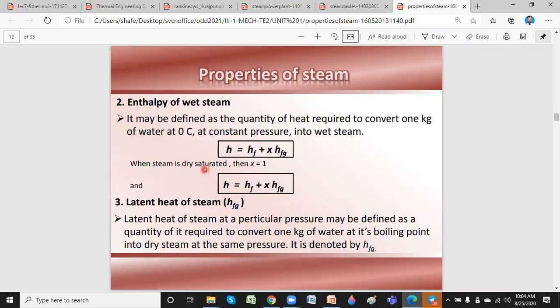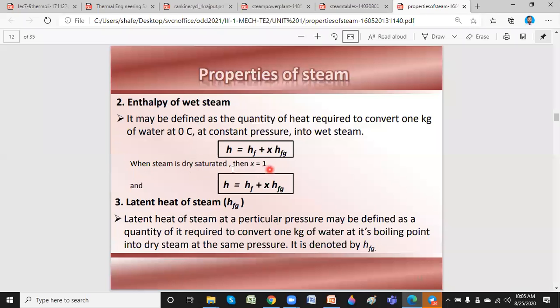What is the dryness fraction? This particular X indicates how much is water and how much is vapor. That fraction will be there. Assume X equal to 0.9, then that 0.9 will be kept here. Then I know HF, I know 0.9, I know HFG from the steam tables. I can straight away find out the enthalpy of wet steam. Whenever it's wet steam only, I have to use this.